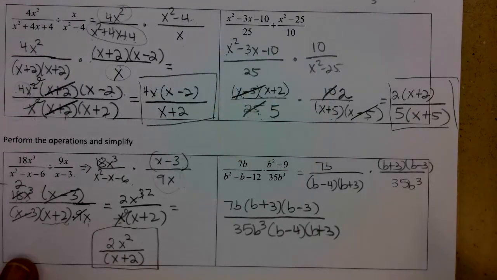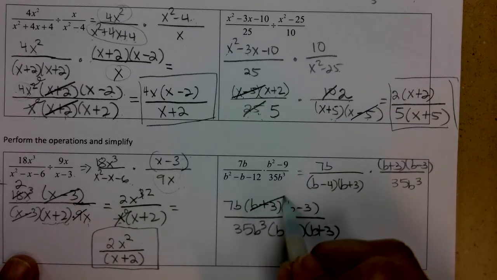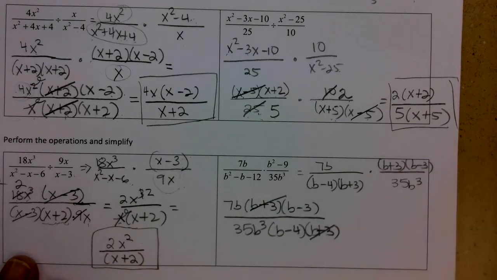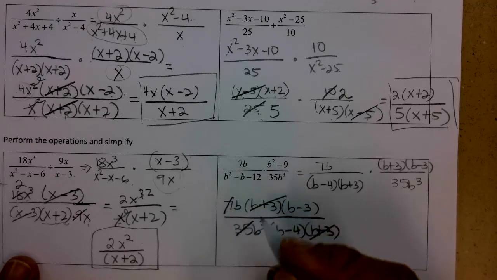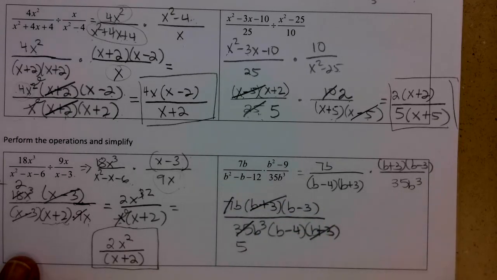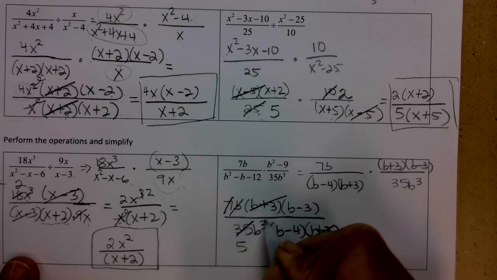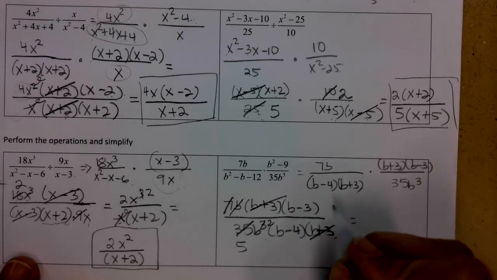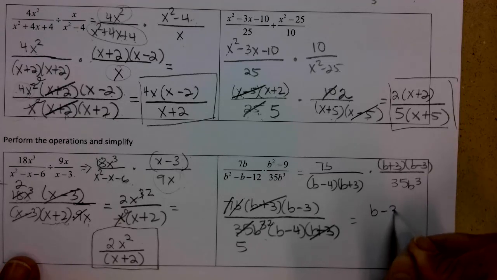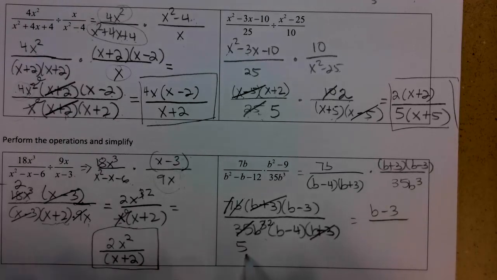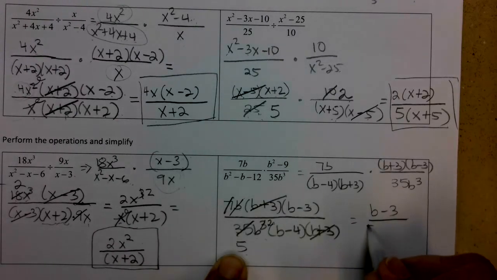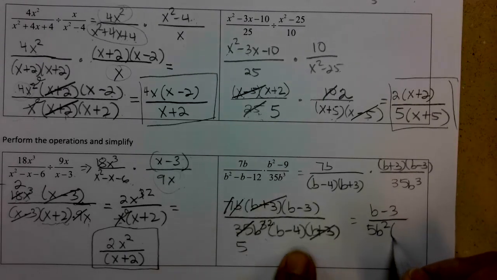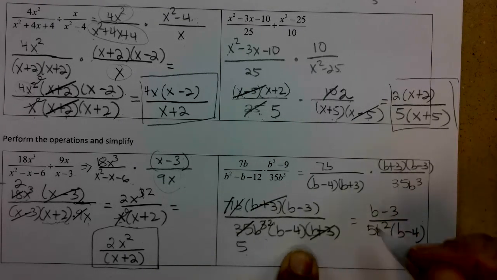Right, those binomial factors are the easiest ones to see, aren't they? So b plus 3, those are gone. Now we'll deal with those monomials out in front. So the 7 with the 35 is behind 5. The b and the b cubed. Right, so this time when I cancel, the b squared that gets left is in the denominator. So I'm left with a b minus 3 in the top. And in the denominator, I've got a 5b squared times b minus 4.